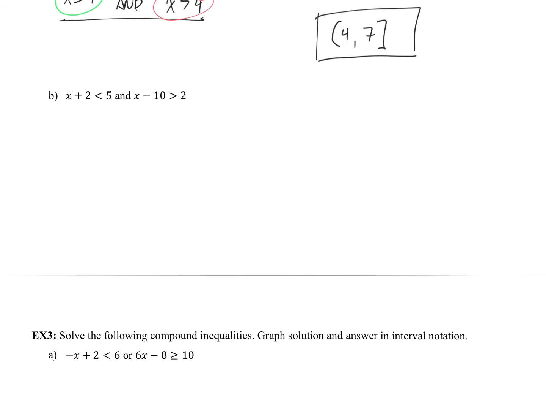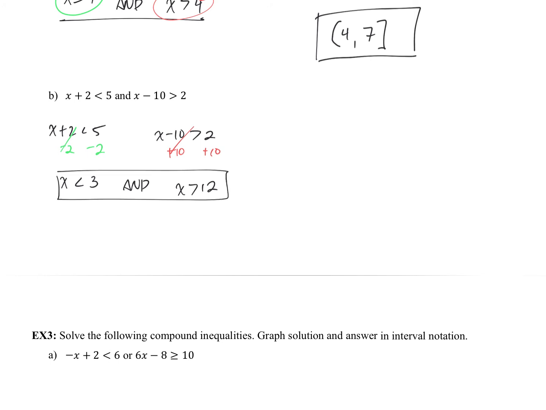Alright, so for B, we're going to go ahead and solve both of them by themselves. Okay, so minus 2 from both sides. I don't have to worry about flipping the sign because I wasn't multiplying or dividing by a negative. And then I'll go ahead and plus 10 to both sides. Okay, so, and this was an and. Go ahead and box that. Then let's do our graph.